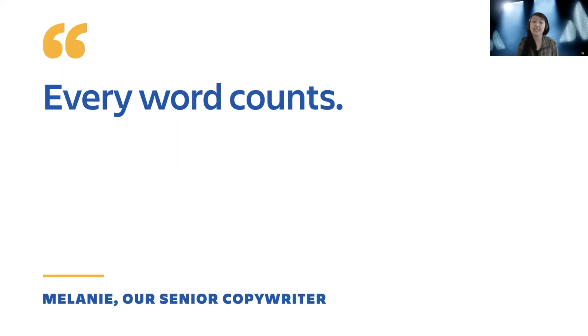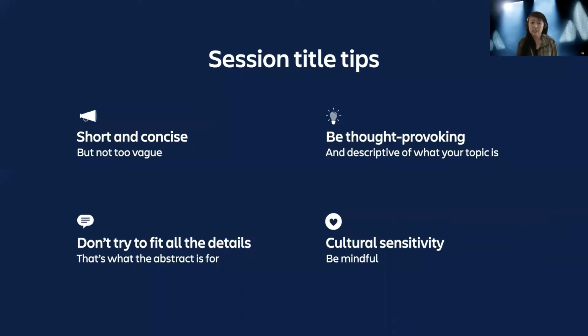Titles and abstracts help attendees understand what topics are being covered and what they can expect from attending a talk. There's only a limited space to create an engaging, eye-catching title and description, so every word counts. Here are some session title tips. Number 1, make them short and concise, but not too vague. 2, be thought-provoking, unique, and descriptive of what your topic is. At the same time, don't try to fit too many details in a title. That's what the abstract is for.